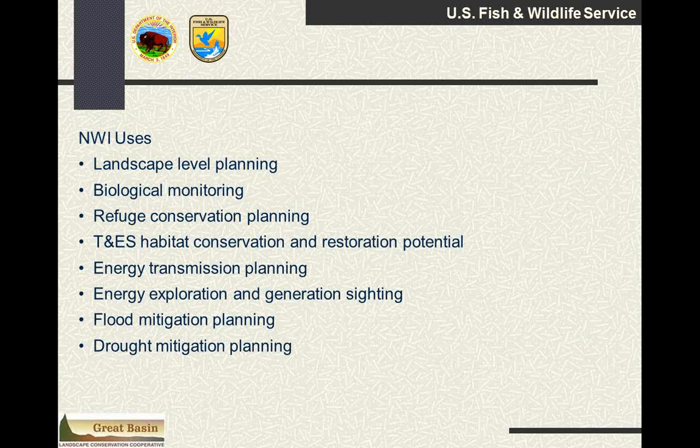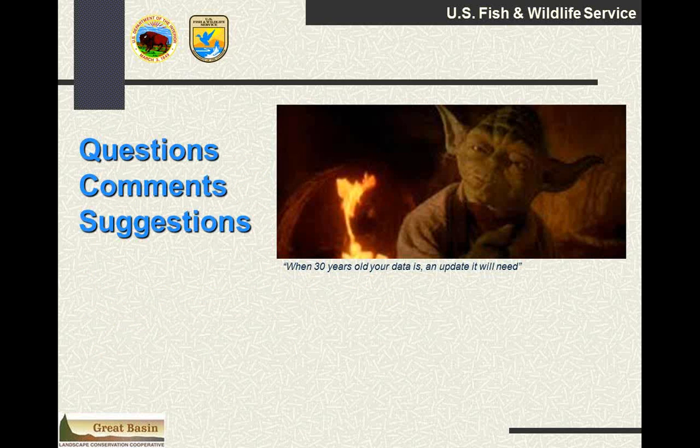Flood mitigation and planning, which hasn't been a real concern for people here lately, but it is across the nation. And conversely, drought mitigation planning. Wetlands turn mountains into sponges and can potentially offset some of the effects of droughts. And with that, we'll take your questions.